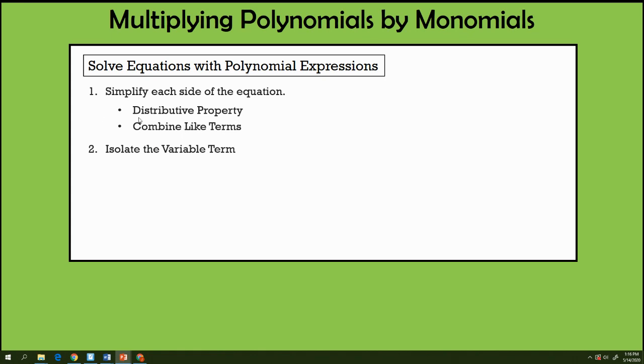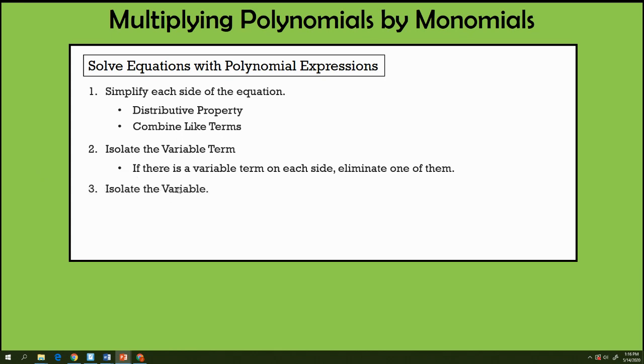Now, sometimes there's an extra step here, and if there ever is a situation where we have a variable term on each side of the equal sign, then the first thing we have to do is eliminate one of those, which means subtract or add to make it a 0. And then we go to this step and isolate the remaining variable term.